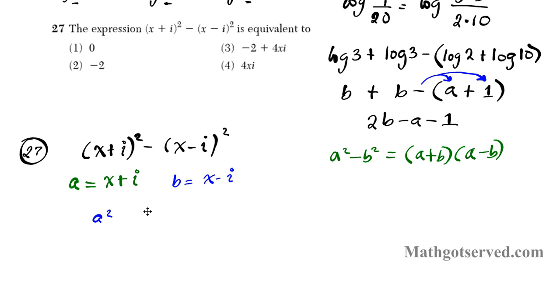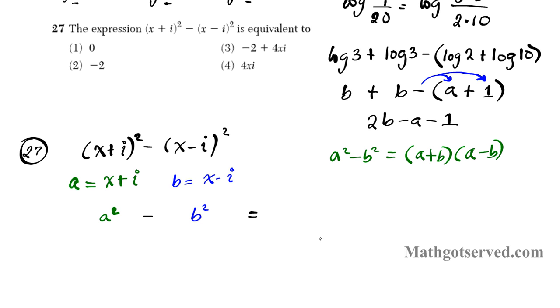So a squared minus b squared. Let me change my colors here. So let's see, let a be in green. So a squared minus b squared is going to be what?